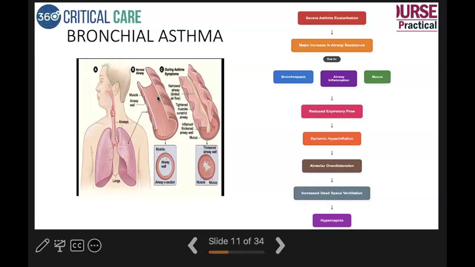So this all will obstruct the expiratory flow, causing dynamic hyperinflation, alveolar overdistension, and some amount of autoPEEP if it is severe. If the bronchospasm is severe enough to cause such a bad dynamic hyperinflation, then eventually it ends up in dead space ventilation and hypercapnia. That is how bronchial asthma patients develop a partial dynamic hyperinflation and autoPEEP when there is severe bronchospasm, mucosal edema, and increased mucus production.